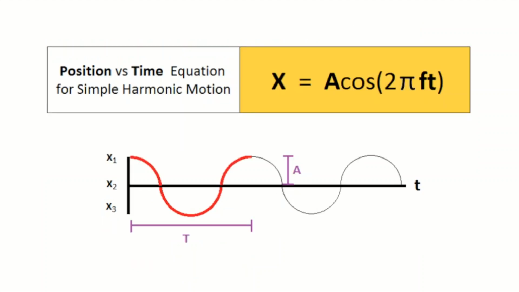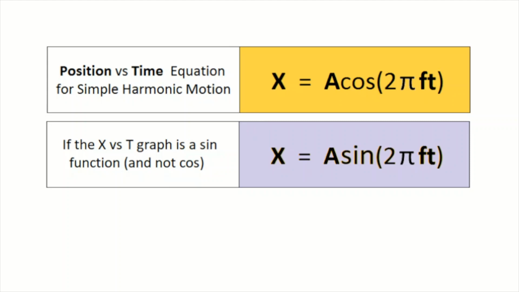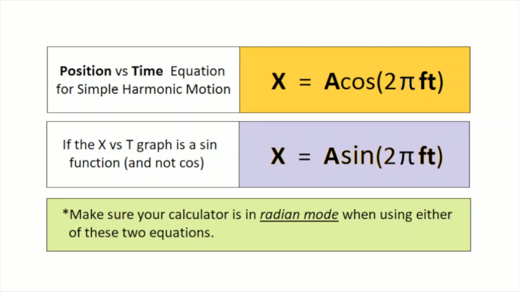From there, we can look at the position as a function of time equation for simple harmonic motion. You can see that amplitude and frequency are represented, and this would match the cosine shape of a position time graph. If instead your position time graph is of a sine shape, you would want to flip the cosine function with sine, but it's the same equation. And know that for these equations, since pi is included, you would want to flip your calculator to radian mode.